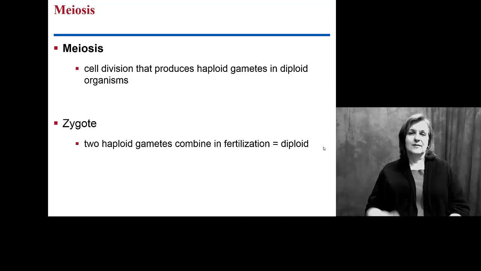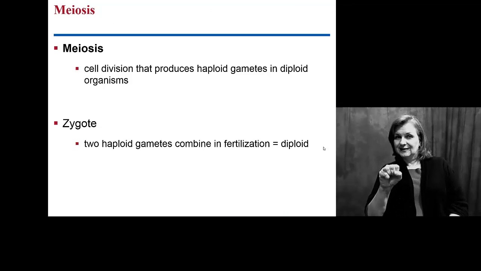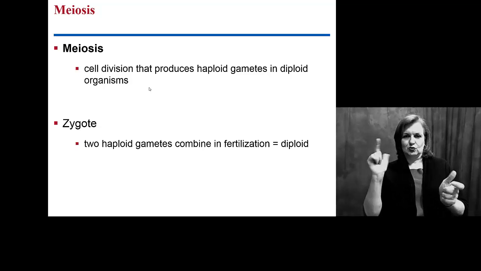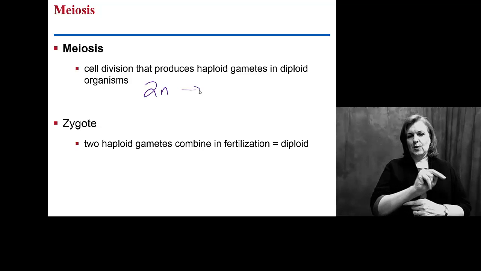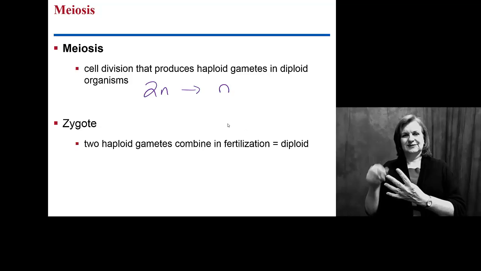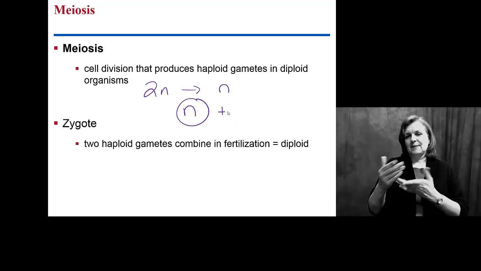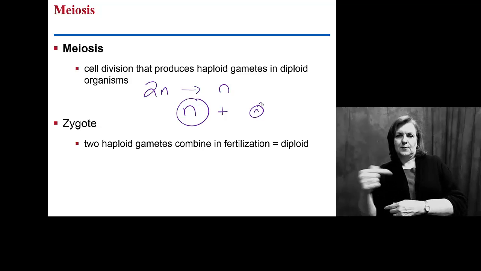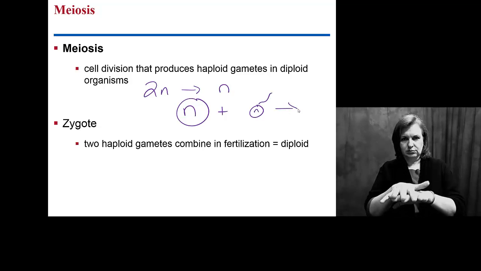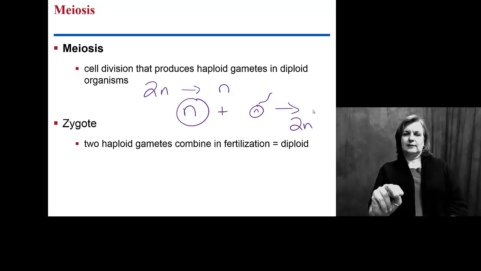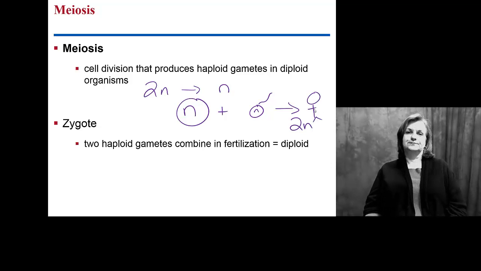The whole idea with meiosis is to decrease the number of chromosomes. So go from a 2n starting cell to an n cell, so that we can take n as an egg, n as a sperm, add them together, and get a 2n of you.